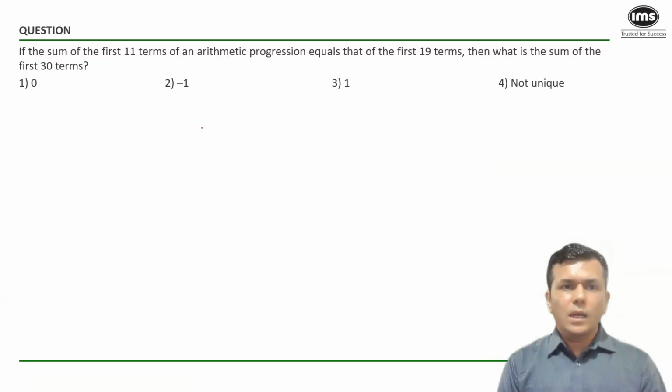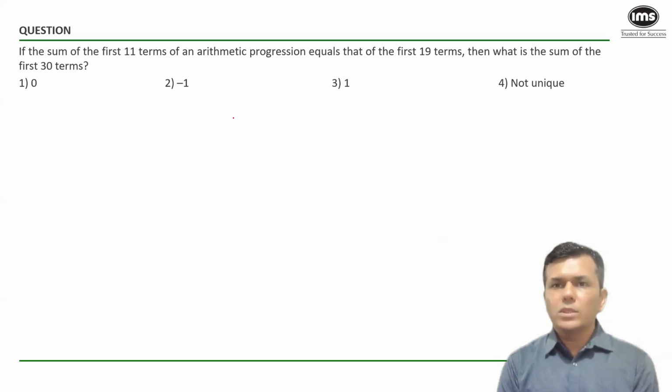The next question says that if the sum of first 11 terms of an arithmetic progression is equal to the sum of first 19 terms, what is the sum of the first 30 terms? So let's first try to solve this question in a conventional way, and then we'll discuss some pattern. We'll derive some observation towards the end.